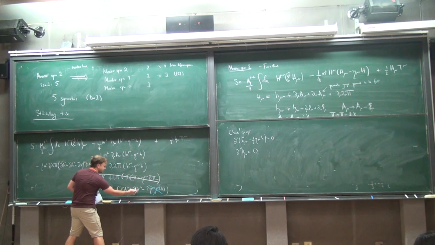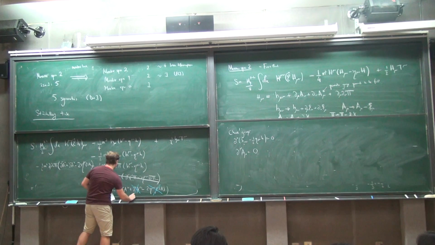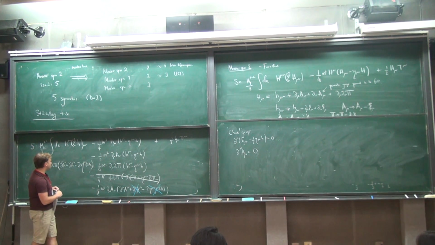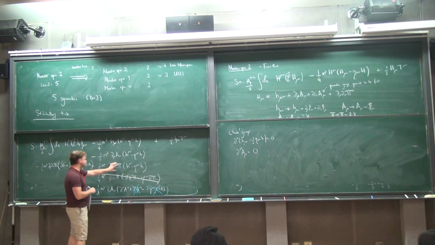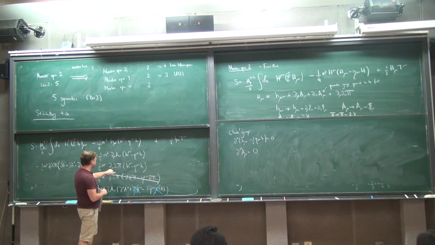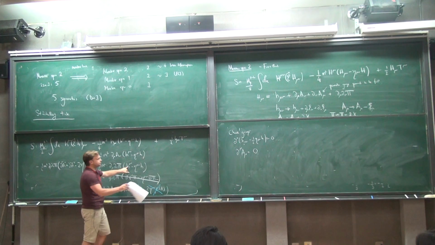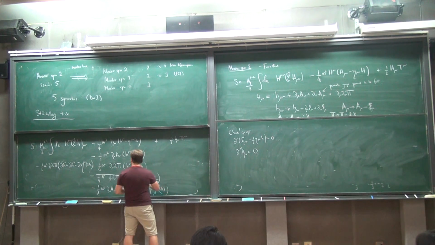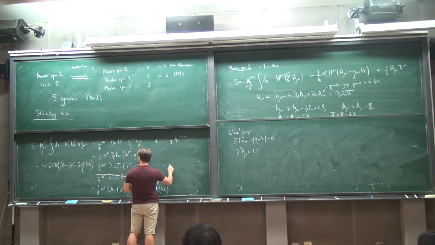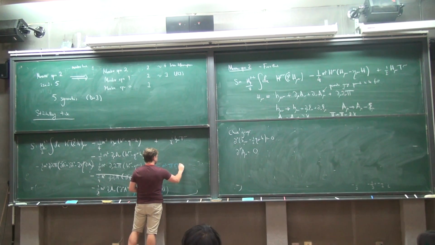This piece will disappear because I integrate by parts and put that derivative on here, which is 0. So that piece drops away. What else have we got? This piece, I can put both derivatives on here and then use the de Donder gauge condition and rewrite this thing as just something like minus m squared pi box h.